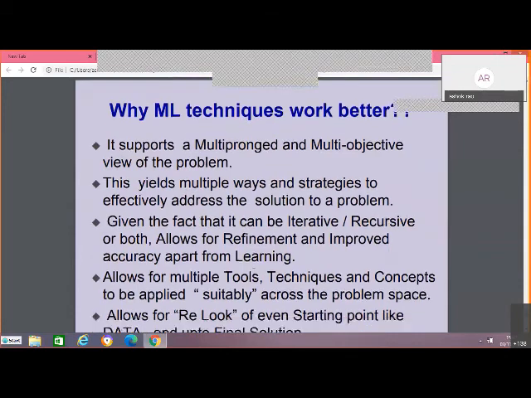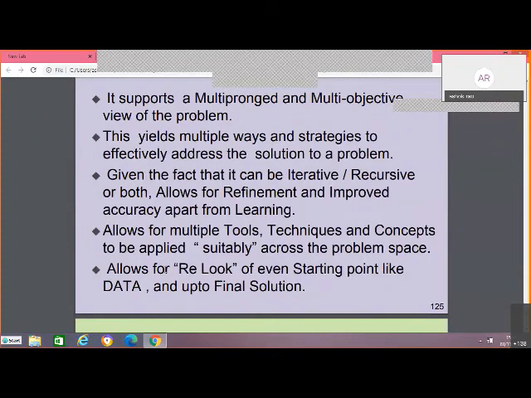Allows for multiple tools and techniques and concepts to be applied suitably across the problem space. So where is the problem space? Data, feature extraction, classifier design, evaluating the classifier, then building context. So at every point of this problem solution, you can look at new tools and techniques and concepts to be suitably applied. For example, when the performance was only 40% accurate, we went back to the data.